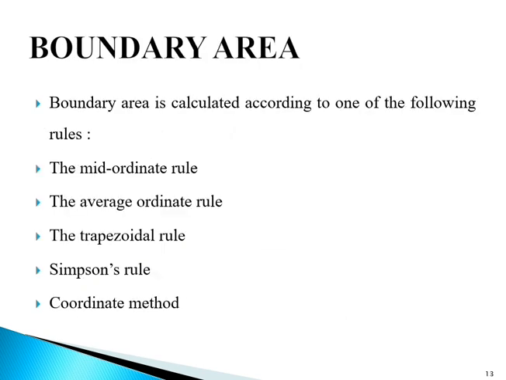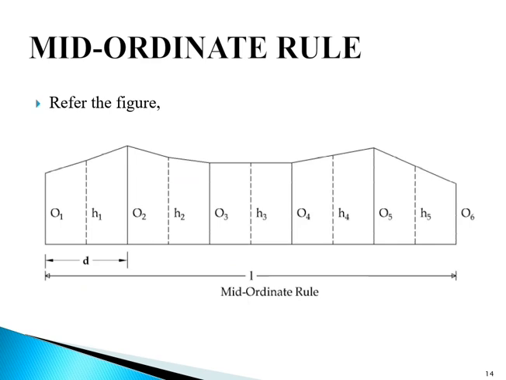Next topic is boundary area. Boundary area is calculated according to one of the following rules, or we can say methods of measurement of area by offset from the baseline, which are mainly the mid-ordinate rule, the average ordinate rule, the trapezoidal rule, Simpson's rule, and the coordinate method. These rules are very important. I hope you understand it very well, and it is very useful for examples also. So be ready with your pen and paper and note down each and every rule. Let's start with the mid-ordinate rule.